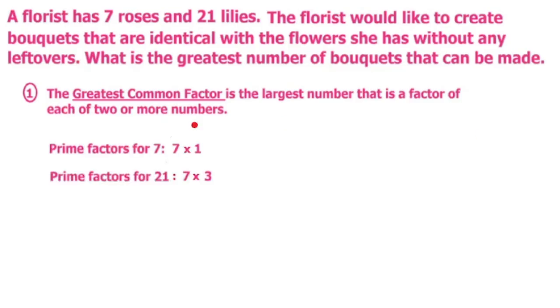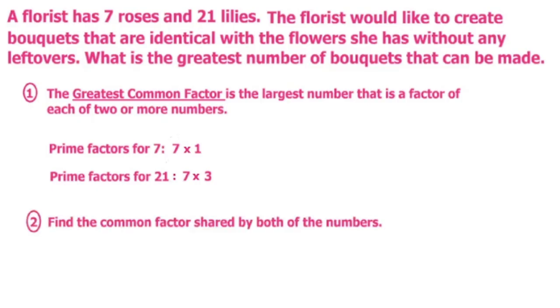Okay, so let's do the prime factors for 7. So 7 times 1 are the factors for 7. So 7 can be multiplied by itself and 1, right? And the prime factors for 21 are 7 and 3. Those numbers can't be broken down any further, okay?